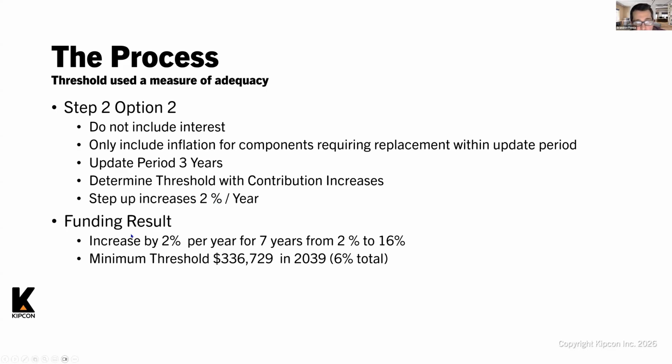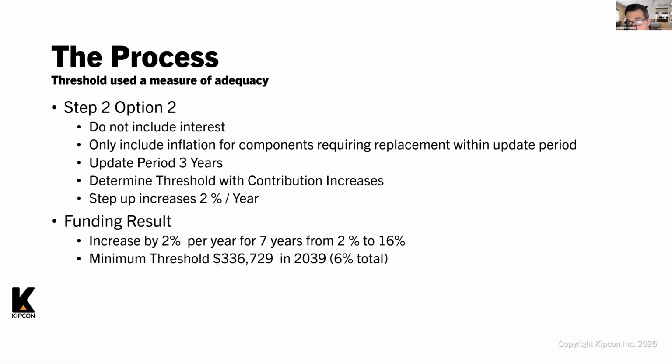Essentially, what we did was we said 2% per year for 7 years, and then we went from 2% to 16% a year after that. In those instances, we were left with 336K. So, over the next few years, they're only at 2%, but then after that, the increases get higher. But that allows you to at least work towards where you need to be. It's not as drastic of a jump.